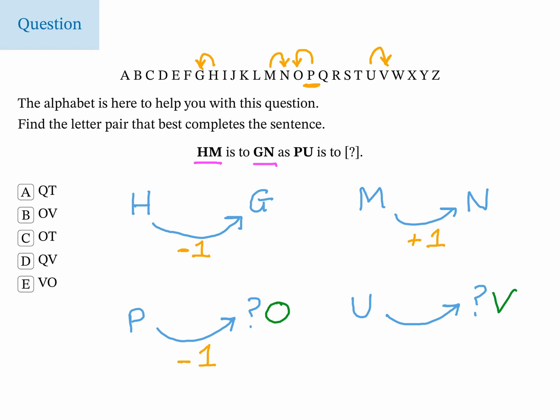And so putting these two together, we get the letter pair that best completes the sentence to be OV, which is answer option B, which I forgot to make a note of, but I'm pretty sure that's what you all went for. So well done, everyone there.